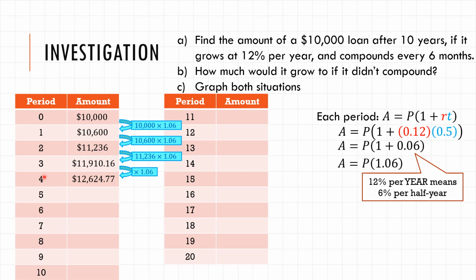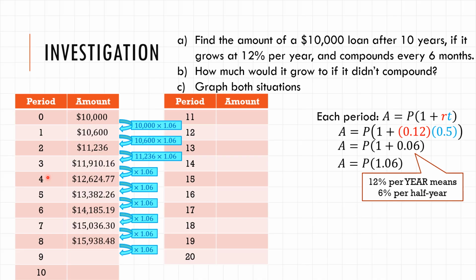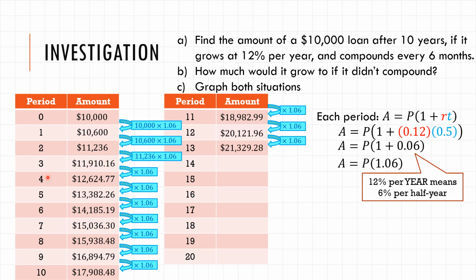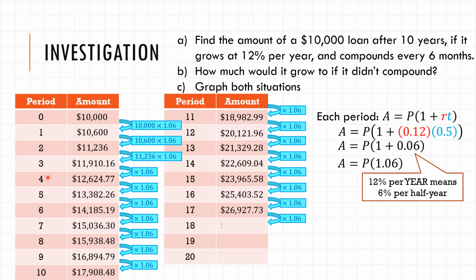So this is after 2 years. And then times that again and again and again. I'll just keep doing this until I've completed 20 periods of 6 months. And 20 periods of half a year each is a total of 10 years. So I finally end up getting, my loan will grow after 10 years to $32,071.35. This is the end of question A. This is how big my loan is going to grow after 20 periods, after 10 years, if it compounds every 6 months.